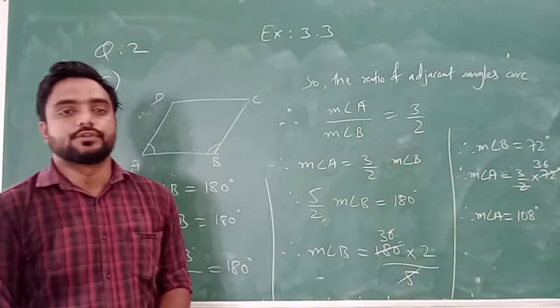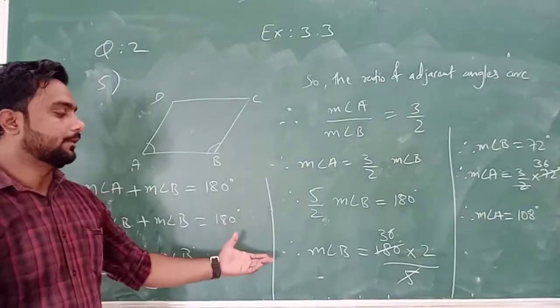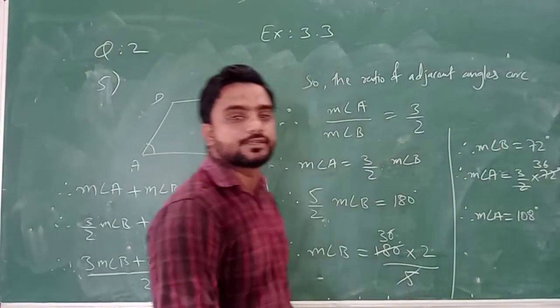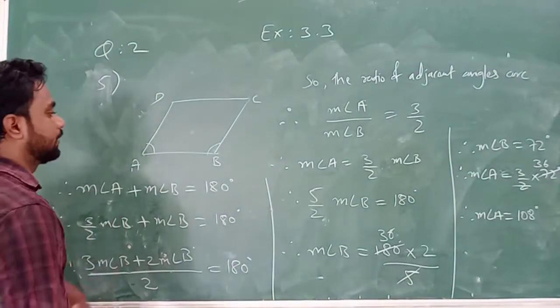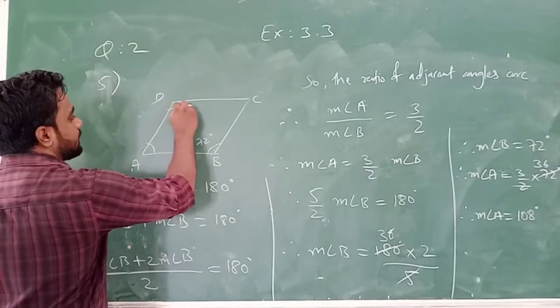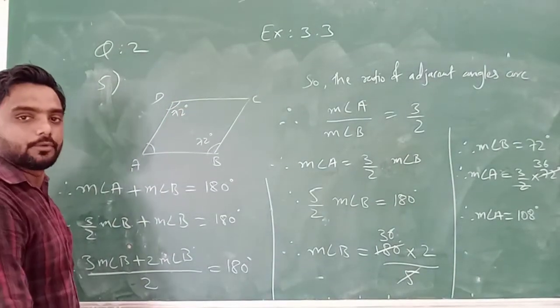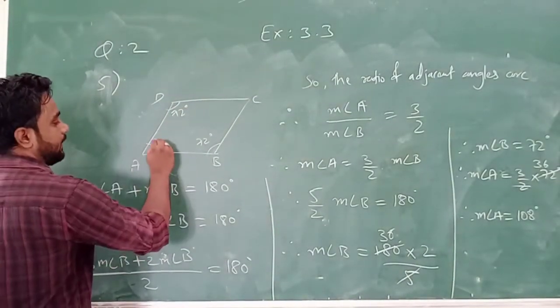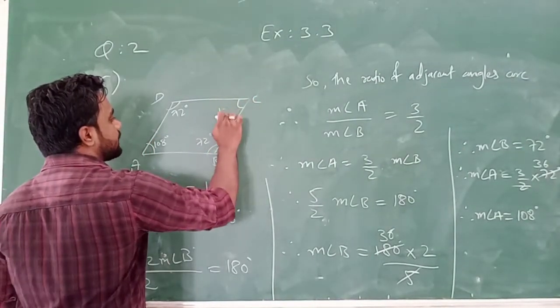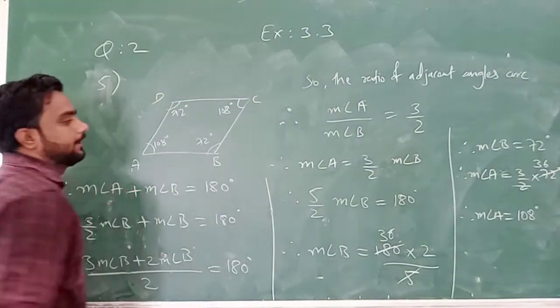Understand or not? So here we are obtaining the value of measure angle B, that is equal to how much? 72 degree. And measure angle A, that is equal to how much? 108 degree. तो यहाँ देखो, अगर A यहाँ 108 डिग्री होगा तो C भी क्या होगा? Same, that is 108 degree according to the property. And if measure angle B is equal to 72 degree, so what will be the value of D? That is equal to how much? 72 degree. Understand or not?